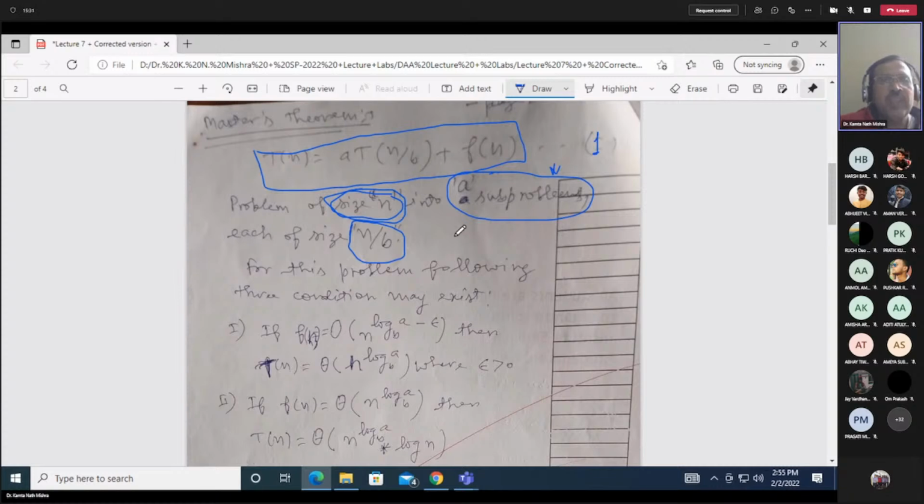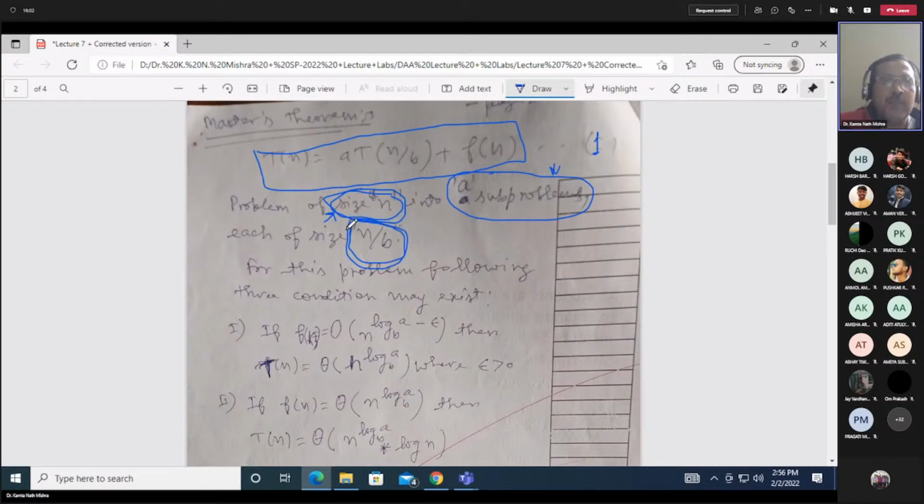I am repeating again. In our equation 1, we are trying to solve a problem of what size? A problem of size n, by dividing it into A subproblems. And size of each subproblem will be n by b.